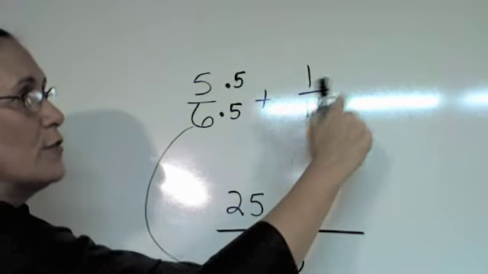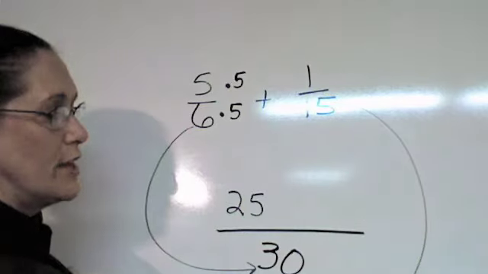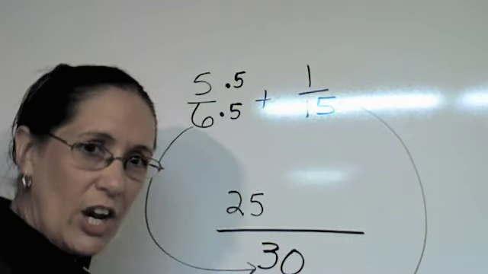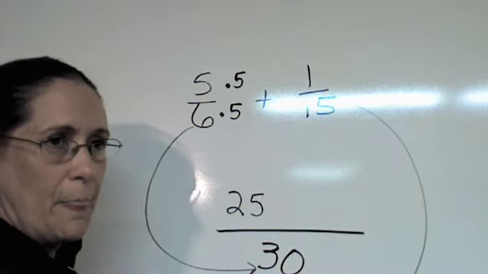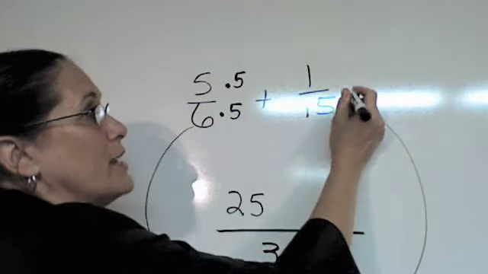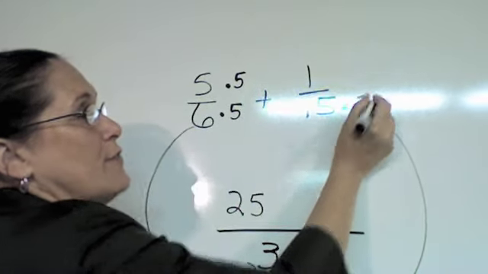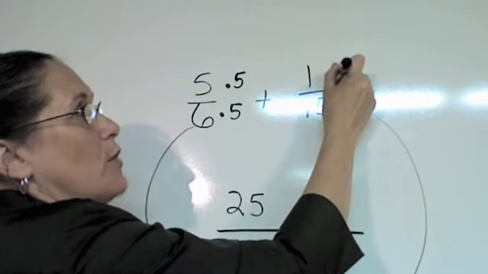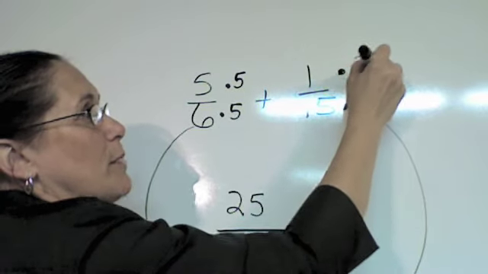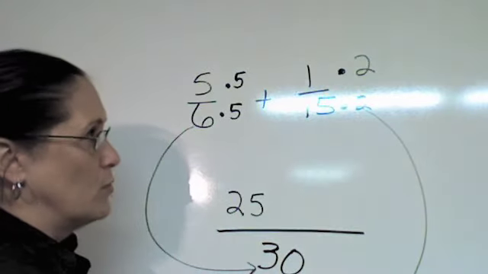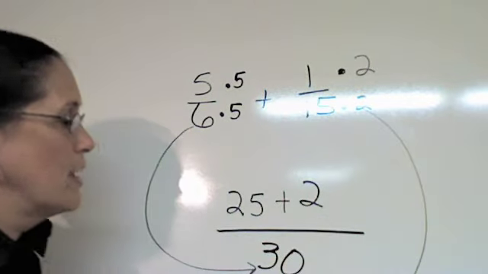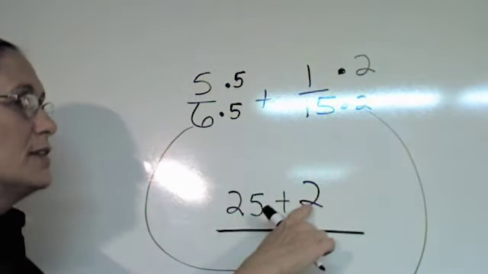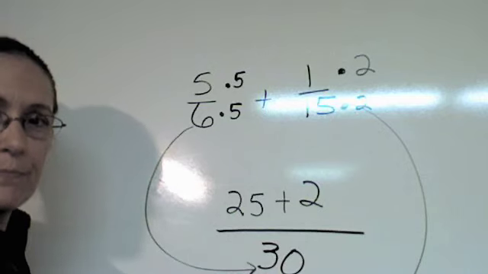Now I look at the second fraction, from 15 to 30. I play, how did I get there? How did I get from a 15 to 30? I have to multiply by 2. And if I multiply the denominator by 2, I must multiply the numerator by 2. The new denominator was 30. The new numerator is 2. Now I have 25 plus 2 over 30.